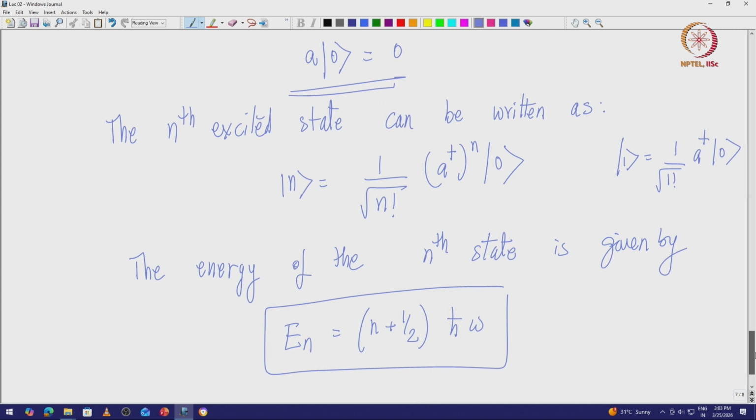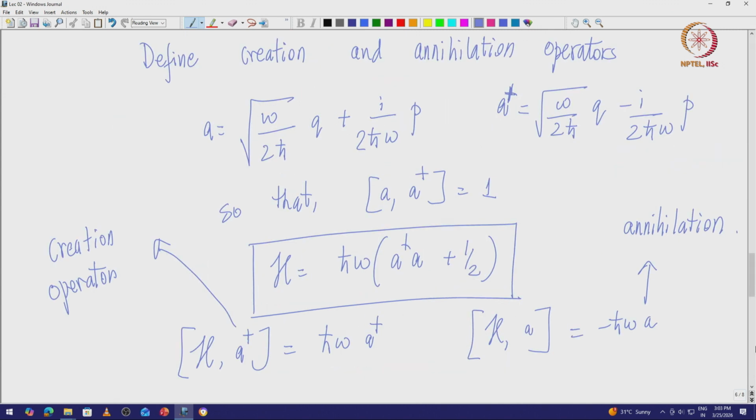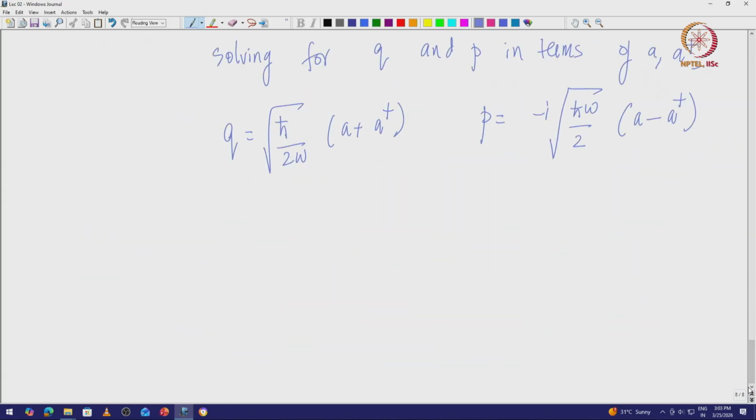This can be easily seen. You take these two equations, add them, you get Q, and you subtract them, you get P, and so on. So, essentially, you have this solution.